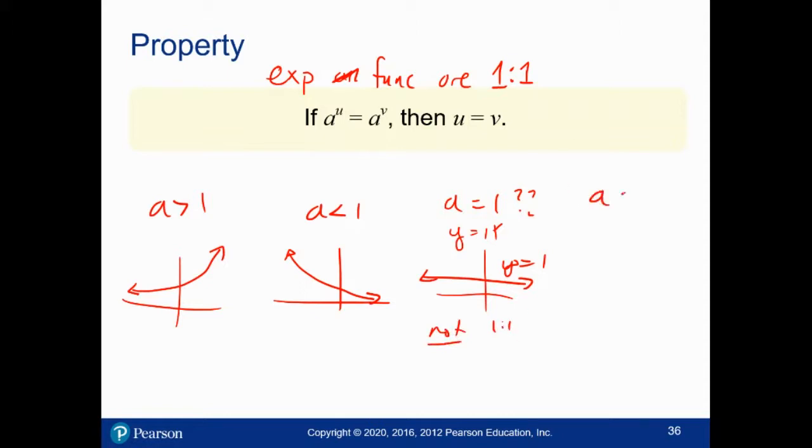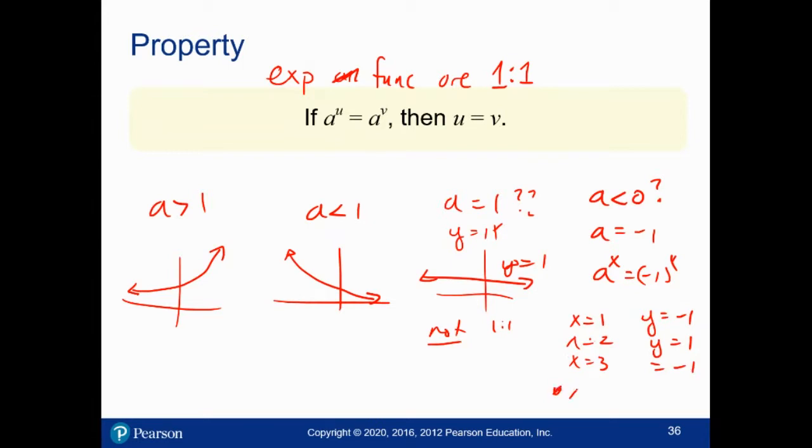Okay, what if a was negative? Now we've actually got some really bad problems. For example, let's just let a equal -1. Well, a to the x would be -1 to the x. If x equals 1, I'd get out -1. If x equals 2, I'd get out +1. If x equals 3, I'd get out -1. But that's not even the whole story. What if x equals 1/2? Then I would have the square root of -1, which wouldn't exist. The domain would be terrible.